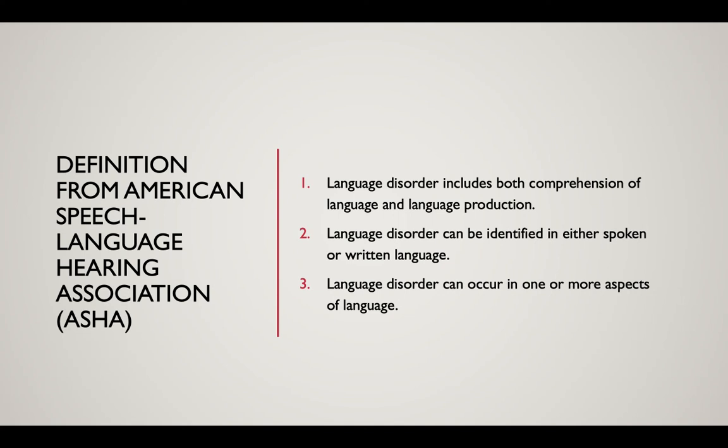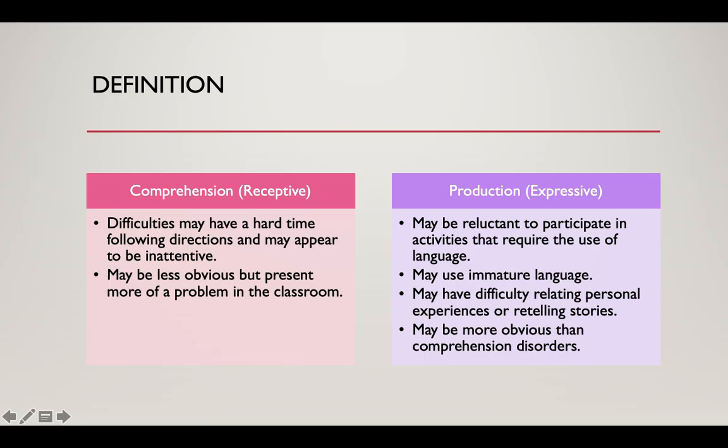A language disorder can be identified in either spoken or written language. And a language disorder can occur in one or more aspects of language. So we know that somebody might have both an expressive and receptive language disorder or one or the other.